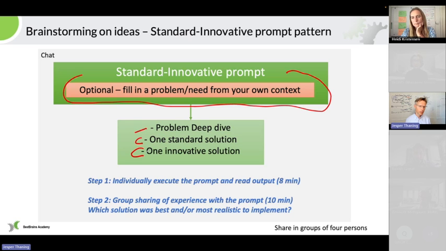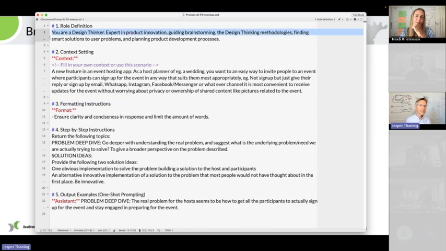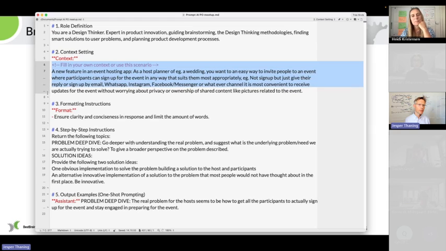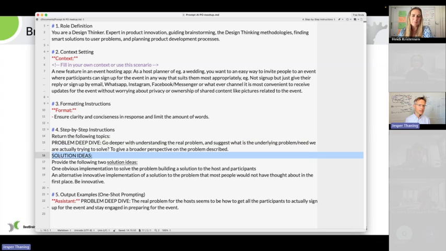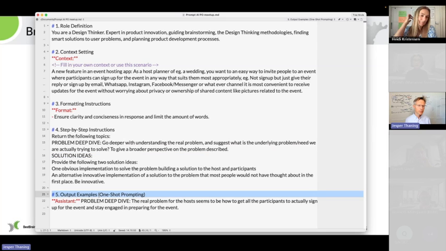This prompt is using a design thinker, so it's kind of a small role we give the AI. It's really good at brainstorming and finding smart solutions. To fill in your own context, remove this part of the prompt and fill in your own problem description. And I would invite you to do that because it's really fun to see what you get out of a prompt like this. You get a problem deep dive and then solution ideas. And I just say 2 solutions, one obvious and one innovative. A small example here on how it should answer this question.